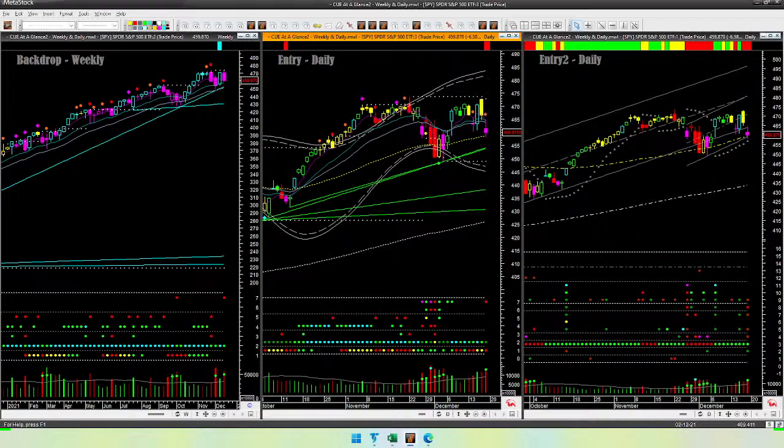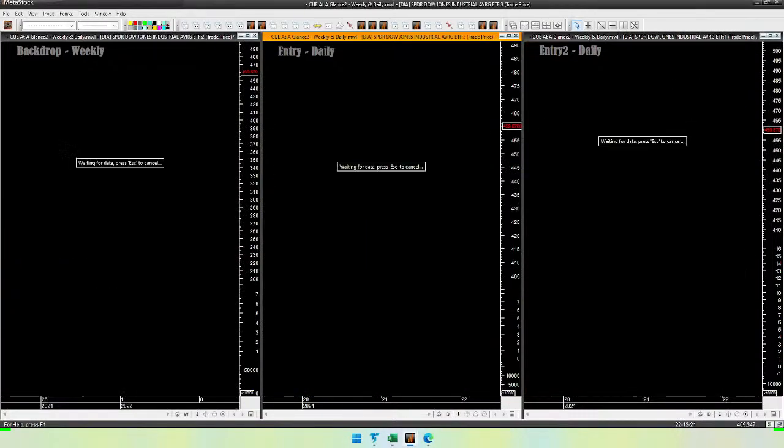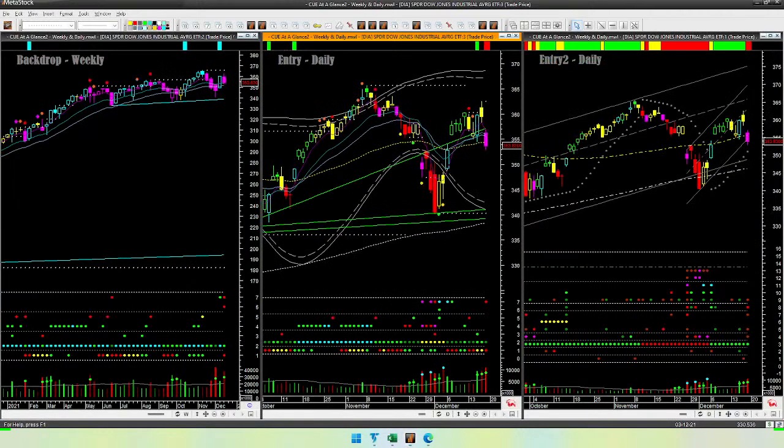Now it is range bound. We saw QQQ also range bound. Let's look at DIA. DIA is strictly speaking not range bound. It has a lower low, lower high. It has a bearish flow on Friday, a bearish backdrop for the week, and in fact the ribbon is showing that we have a go with flow trend following short setup on Friday.